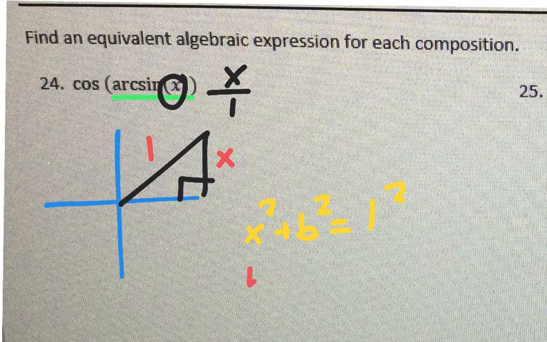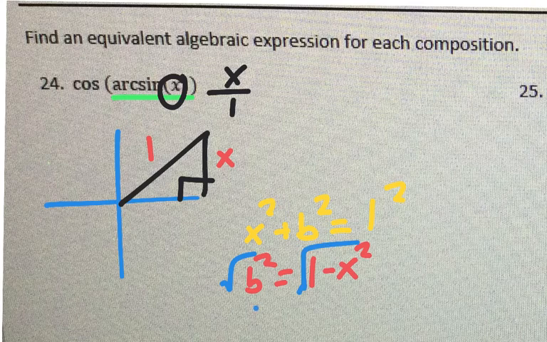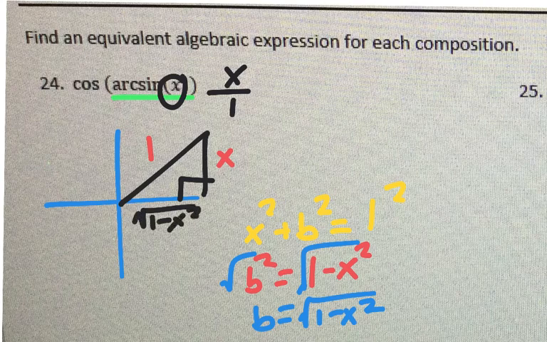So if I do that, b squared equals 1 squared, which is 1. I move the x squared over and it becomes negative. Is everybody okay with that? Now we take a square root of both sides. That tells me b is equal to the square root of 1 minus x squared. So now I know my missing side. My missing side here would be the square root of 1 minus x squared.